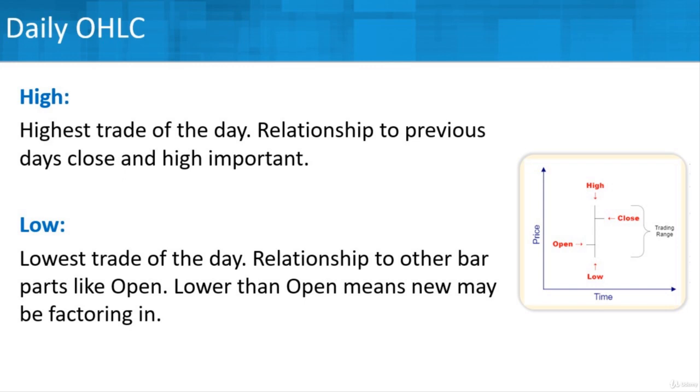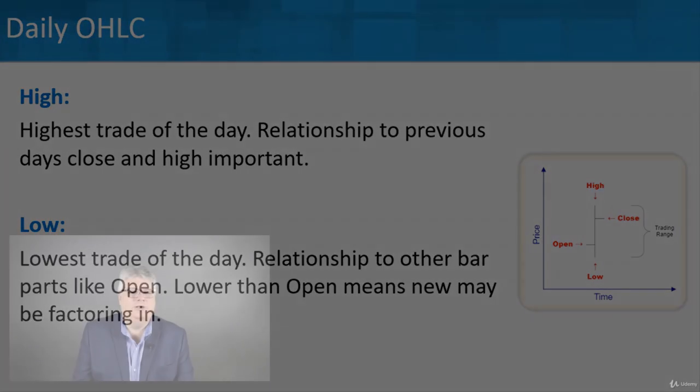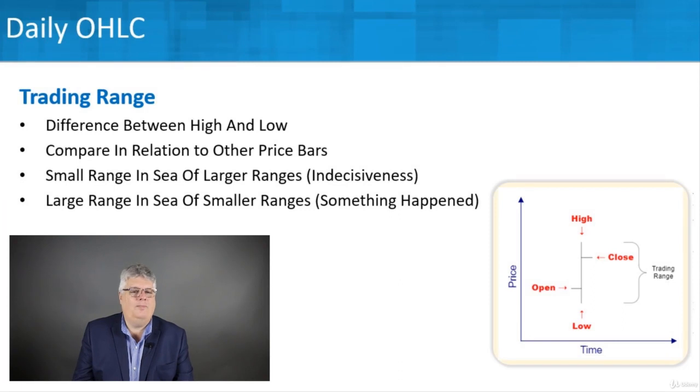So the price bar can tell you quite a bit, and that trading range can tell you quite a bit too. How big is the difference between that high and low? Is it a real short difference between the high and low, or is it a really long vertical line going up, where there's a wide range of prices that things are being sold at? So you want to compare that in relation to other price bars that are preceding it.